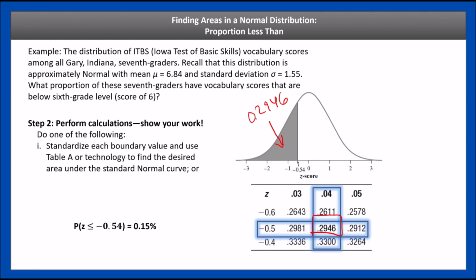All right, so then the proportion of values, or the probability that the z-score is less than negative 0.54, is 0.15%. Or not 0.15%, I'm sorry. We need to change that. So this is going to be 29.46%. That's from this value here, the 0.2946.